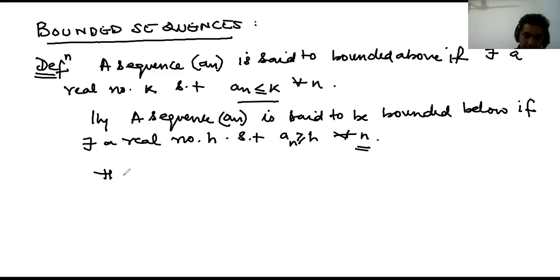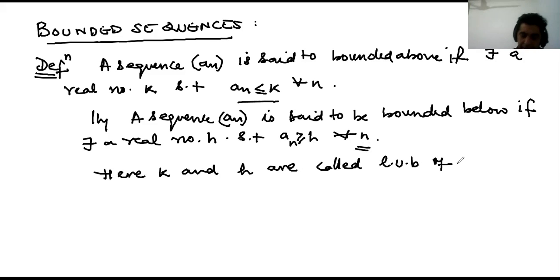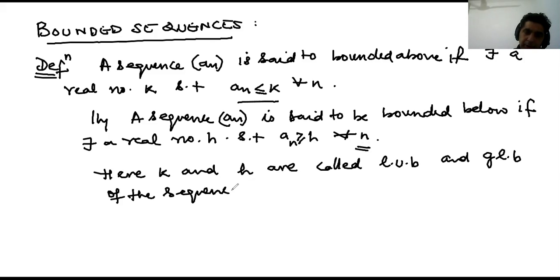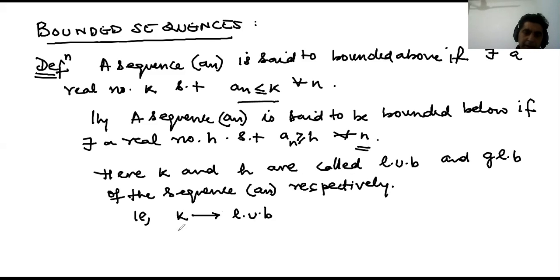Here k and h are called least upper bound and greatest lower bound of the sequence an respectively. That is k क्या हो जाएगा आपके पास लीस्ट अपर बाउंड हो जाएगा एंड h क्या होगा आपके पास ग्रेटेस्ट लोअर बाउंड हो जाएगा. Now we will define the boundedness.